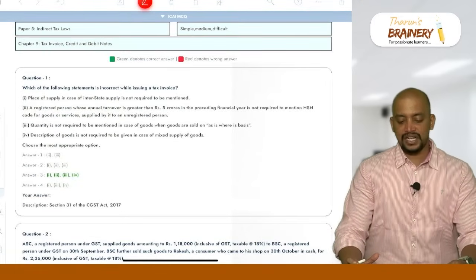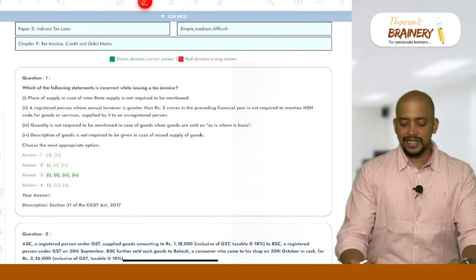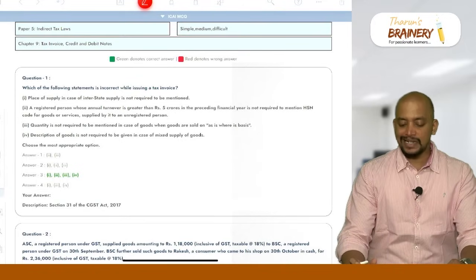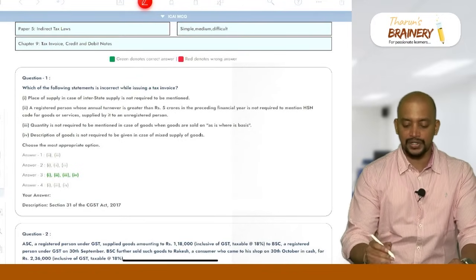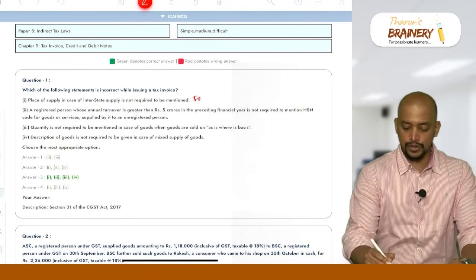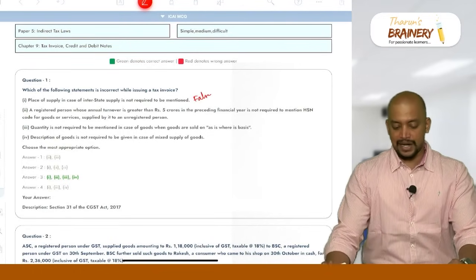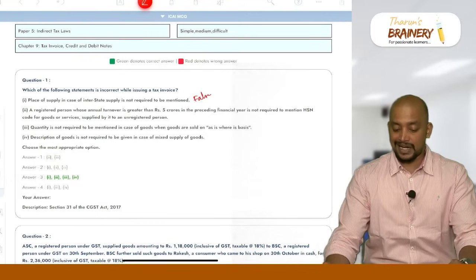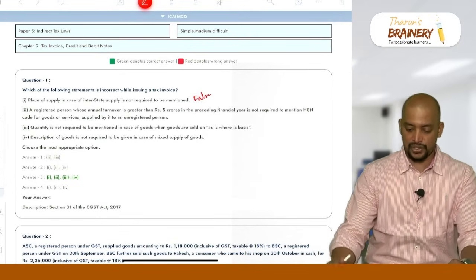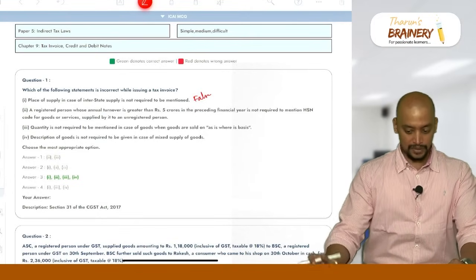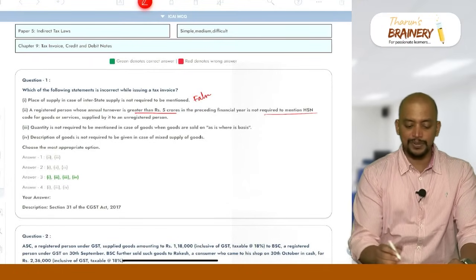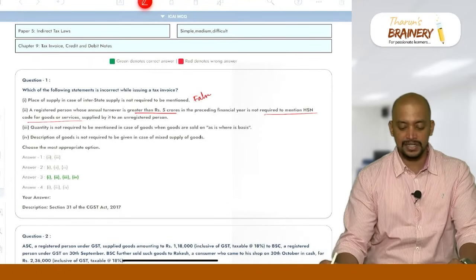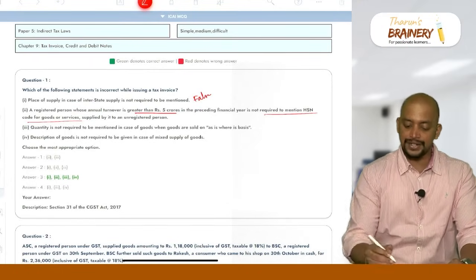So the next chapter, chapter 9. Which of the following statements is incorrect while issuing a tax invoice? Place of supply in case of interstate supply is not required to be mentioned. So false, it is to be mentioned. Then a registered person whose aggregate turnover is greater than 5 crores in the preceding financial year is not required to mention HSN code for goods or services supplied by it to an unregistered person. False.